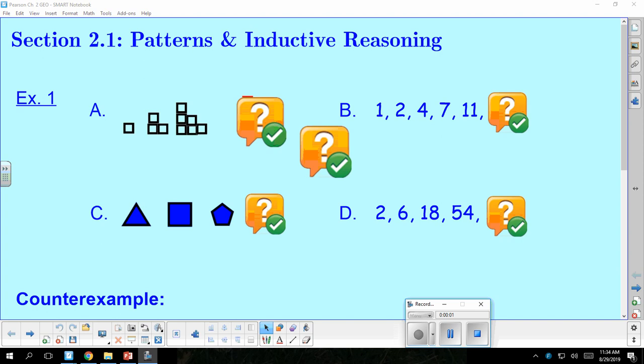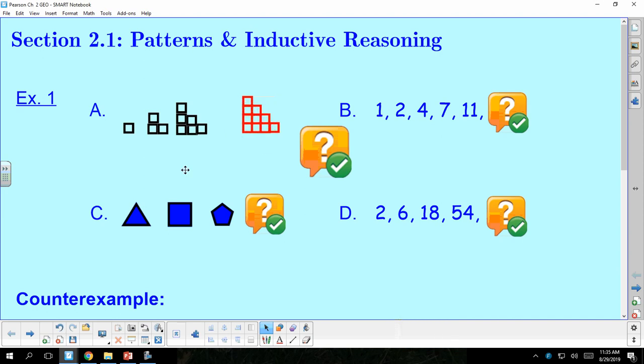2.1 is all about patterns and inductive reasoning. So we're going to look at these and see if we can come up with the next in the pattern. So this, we're going 1, and then we have 3, and 1, 2, 3, 4, 5, 6, 1, 3, 6. Next one's going to look like what? Something like that, right? We're going to add 1 on each side and then add that next layer.